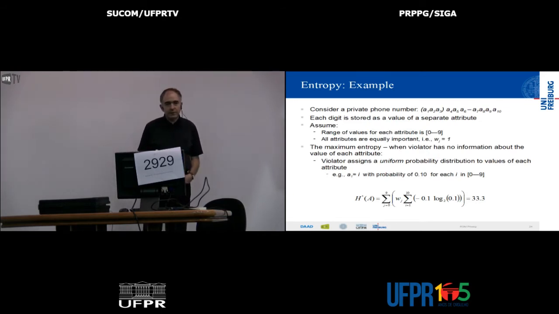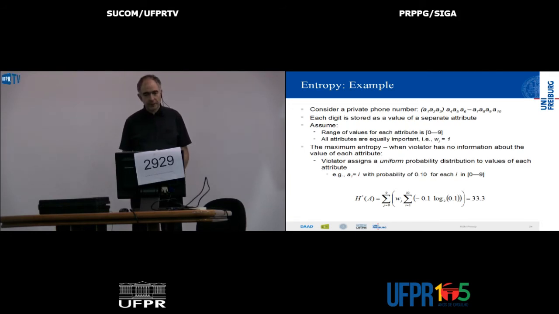Have an example. Take a private phone number, a 10-digit phone number. Store them. You have 10 digits, which you store. And each value is from 0 to 9, because we have our decimal system. And all attributes are equally important. The weight is 1. We really simplify now. And what's the maximum entropy that's possible? Well, each has a value of 1/10, 0.1, because any position could be any number between 0 and 9.